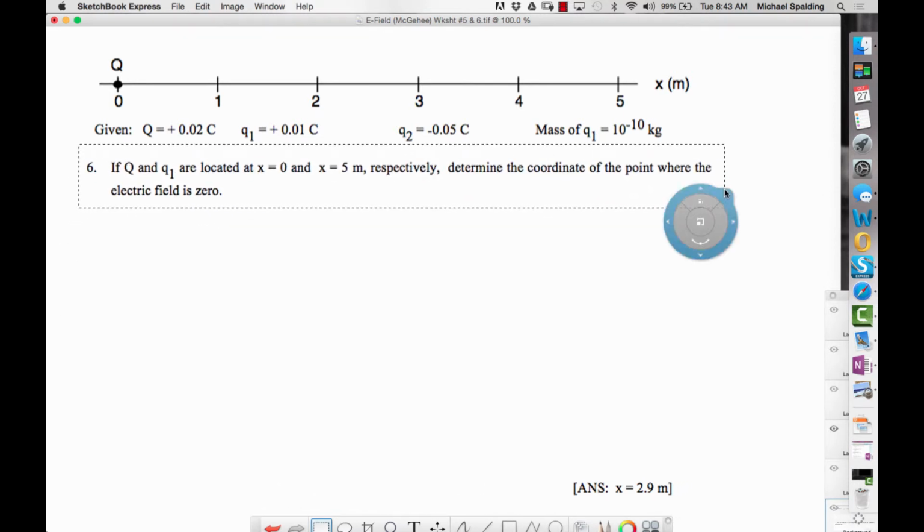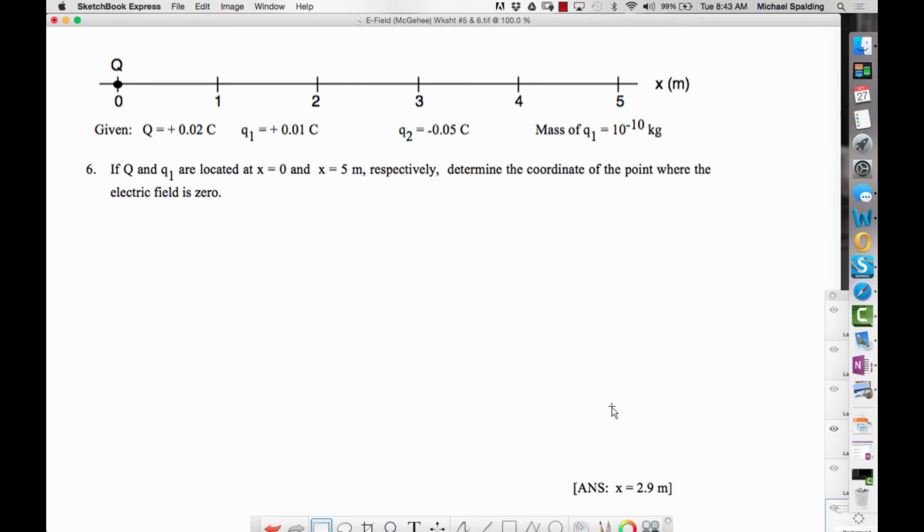Okay, now this one leads to a little bit of algebra. So this question is very similar. Now we're dealing with Q, which again, let's just call it QA so we can talk about him, and then Q1. They're located at 0 and 5, so they're 5 meters apart. Determine the coordinate of the point where the electric field is 0.